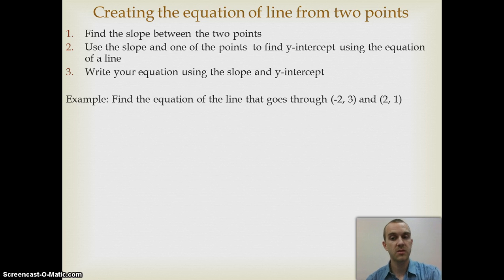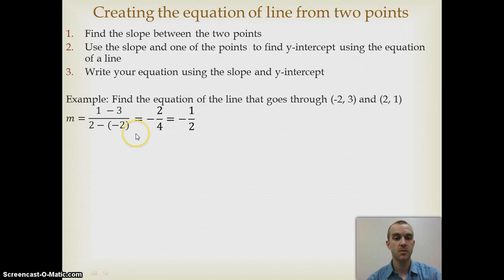Now sometimes I'm only given my 2 ordered pairs and I have to come up with, well, what's the line that goes to those 2 ordered pairs? I first find my slope. So I'm going to just do 1 minus 3 and 2 minus -2. That gives me -2/4 or -1/2. Again, I'm simplifying my fractions.